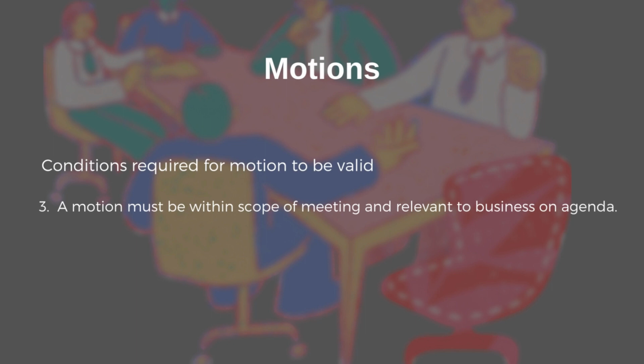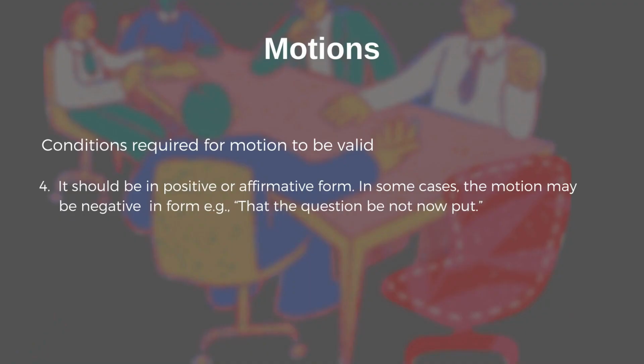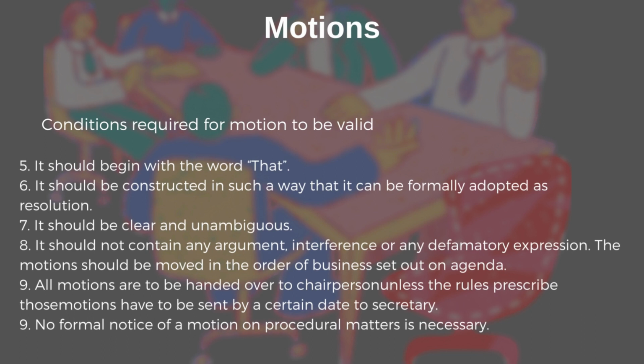Then a motion must be within the scope of the meeting and relevant to the business on the agenda. So you cannot just talk on any subject. It has to be relevant to the agenda. It should be normally positive or affirmative, but it can sometimes be negative. We've given you an example. It normally begins with the word 'that', though nowadays there are other ways of doing this. And it should be constructed in such a way that it can be formally adopted as a resolution. It should be clear and unambiguous. The motion or the resolution cannot contain any argument, inference, or any defamatory expression.